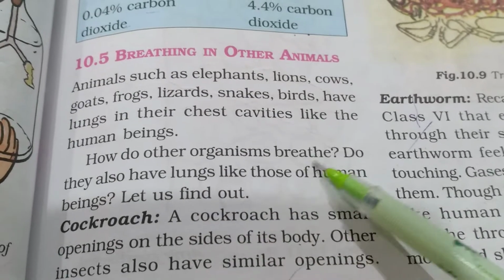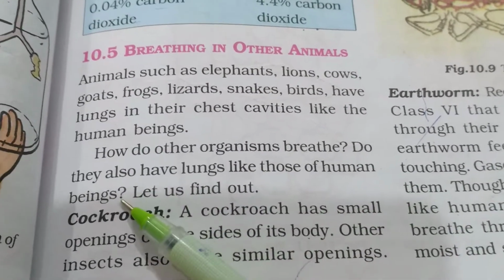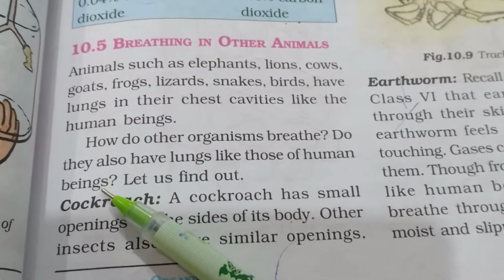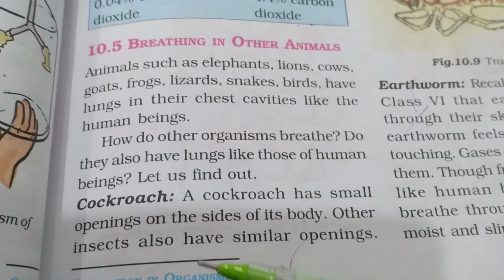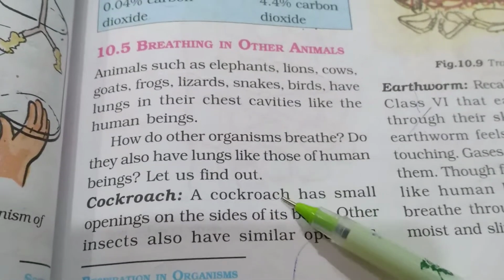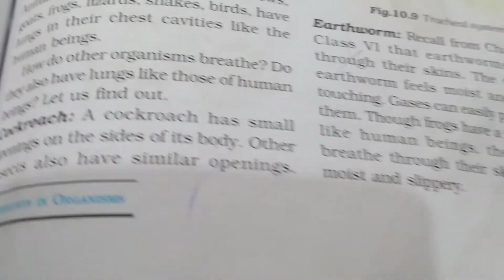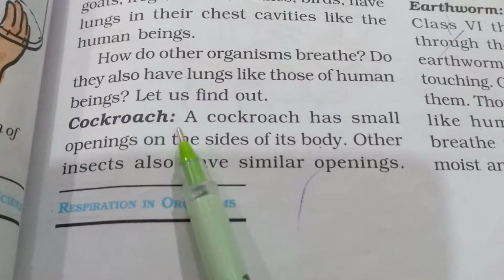But how do other organisms breathe? Do they also have lungs like those of the human beings? क्या उनके पास भी lungs होते हैं? No, they have a different mechanism to go for respiration process, for inhalation and exhalation. So let us find out what those organisms are and how they exhale and inhale the air. Let's talk about cockroach first.